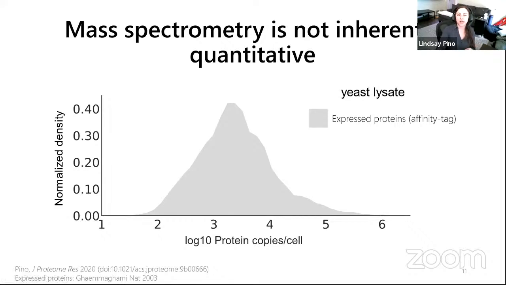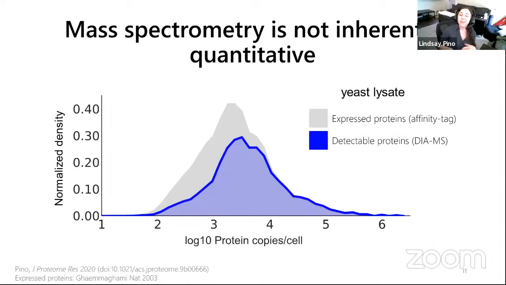If we were to measure this ground truth yeast proteome with mass spectrometry, we cannot detect everything. The things that are easiest for us to detect with mass spectrometry are these higher abundant proteins. Because they're higher abundant, they give us stronger signal in the mass spectrometer. We're more likely to make a detection. It's harder to detect proteins that are lower abundant.